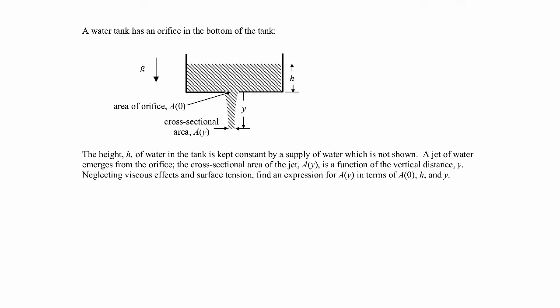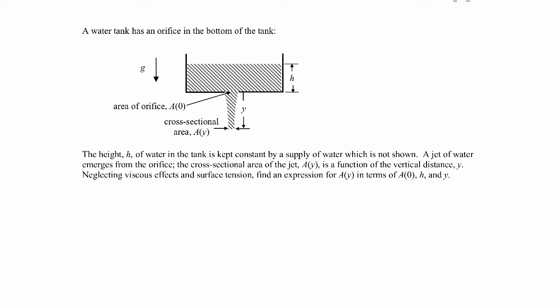In this example, we're told we have a water tank that has an orifice or a hole at the bottom of it. The area of that hole is A at y equal to 0. Y is the distance from the hole headed downward. And what we're trying to find is the cross-sectional area A at any position y.